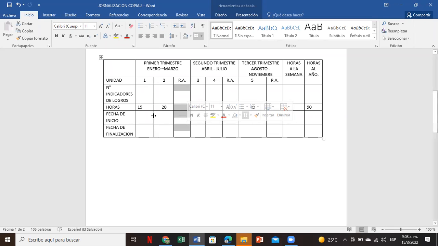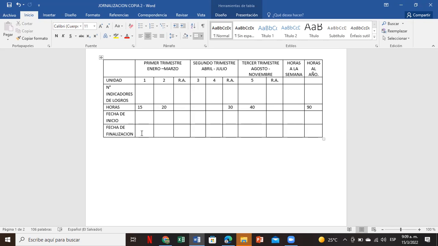So, fecha de inicio. It depends on you. I mean, we have Monday 16 January, remember, we are in the year 2023. So the first class is on Monday 16 January. This is for unit number 1. So in this case, what is the end of the unit? Maybe February 28. Maybe. This is just an example.